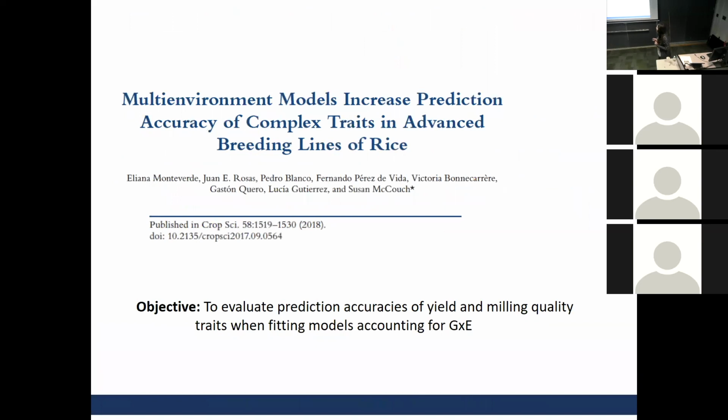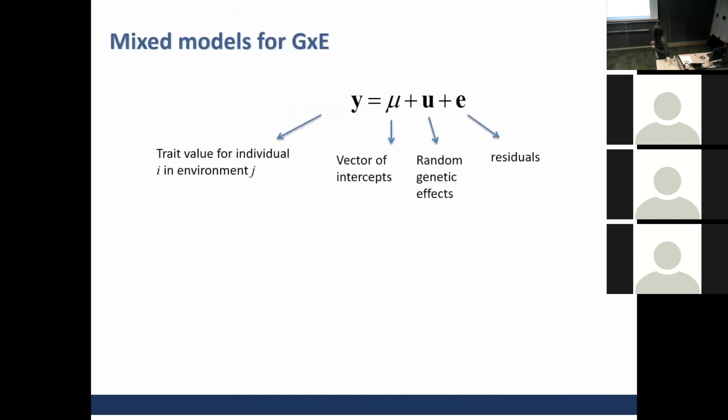So the first thing I'm going to talk to you about is how to evaluate prediction accuracies for yield and milling quality when we account for GWAS in our germplasm. And this is part of a work we published in Crop Science last year. So there's a lot of different ways to account for GWAS statistically. We were focused mainly on using mixed models.